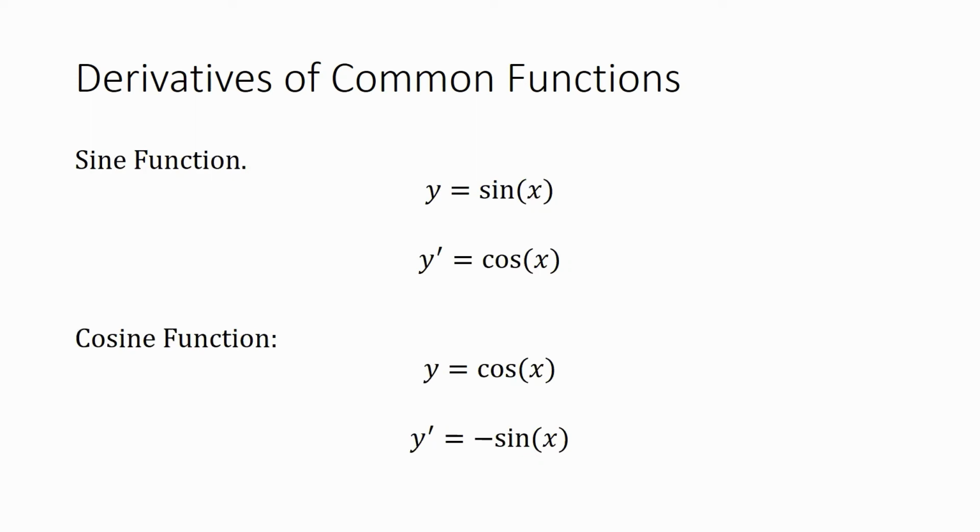Other derivatives of common functions. Well, if you remember back, we took a derivative of sine and we got cosine through a big mess. But now we can just say, once I know y equals sine x, y prime is equal to cosine x. If y equals cosine x, it turns out through a big long process, you can find out that y prime is equal to negative sine x. These are ones that you will want to have memorized. The derivative of sine is cosine. The derivative of cosine is negative sine.